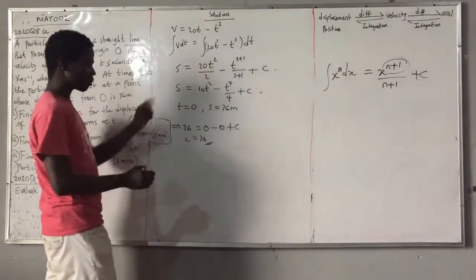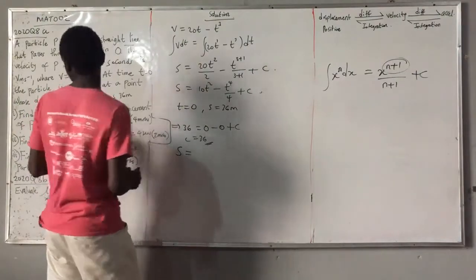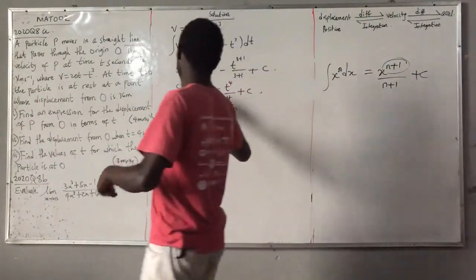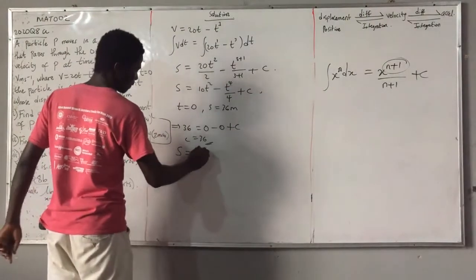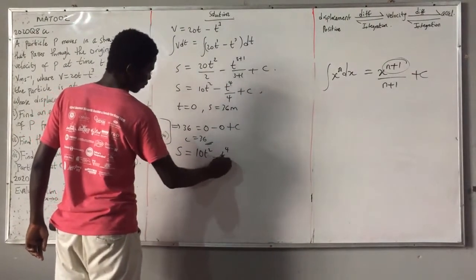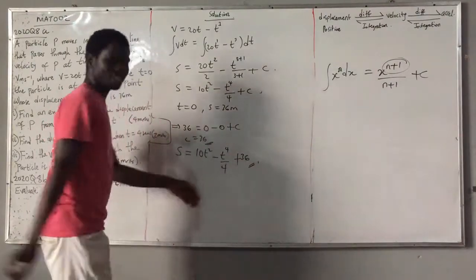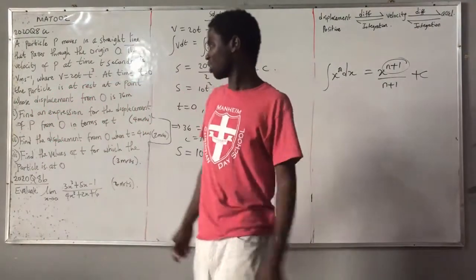Do you understand? So the displacement they want me to find in this part, that is 4 marks, is s equals 10t squared minus 3 raised to power 4 over 4 plus 36. And that's the answer. Do you get that? I'm done.